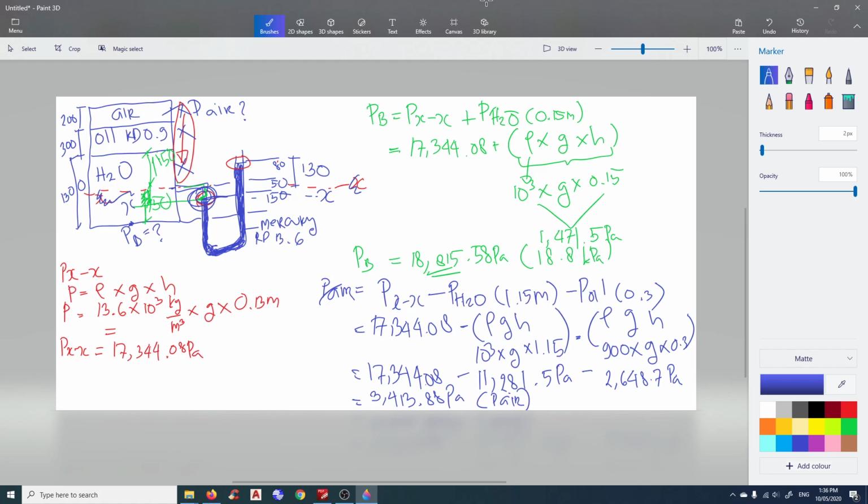So hope this makes sense. Bit of an apology for the XX here. Again, XX is not at the entry of the manometer. XX is the point where the water meets the mercury.